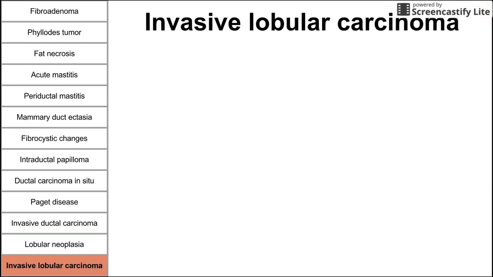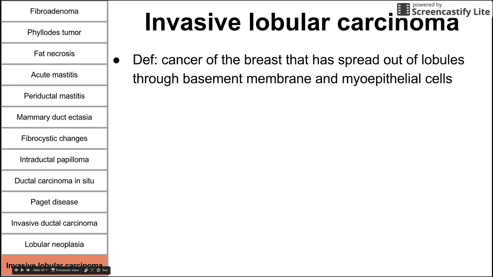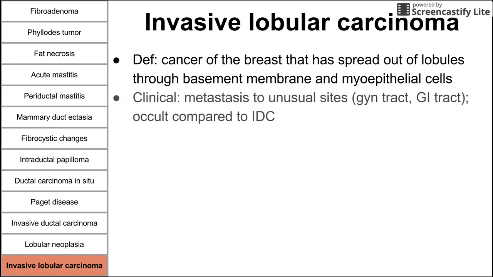And lastly, you have invasive lobular carcinoma. This is a cancer of the breast that has spread out of the lobules, so that LCIS, or lobular neoplasia, breaks through the basement membrane and through the myoepithelial cells and spreads that way. It's invading the rest of the breast. Clinically, you see metastases to unusual sites, like the gynecologic tract and the GI tract. This is pretty occult compared to invasive ductal carcinoma.